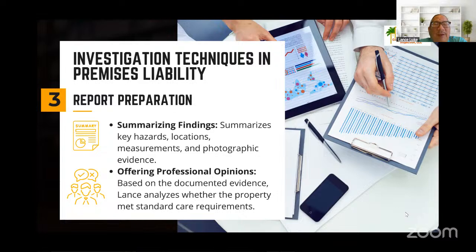Okay, and then in addition to that, we're going to offer our professional opinion. And our opinion is going to be based on documented evidence. So I would analyze whether the property met the standard of care requirements.